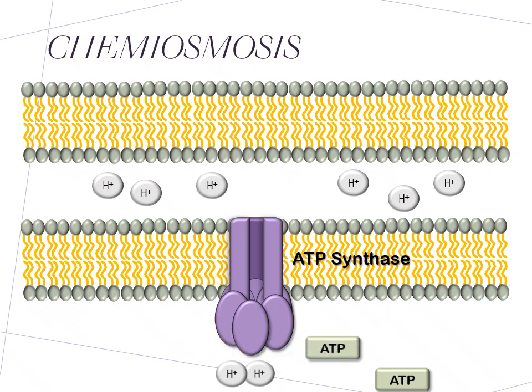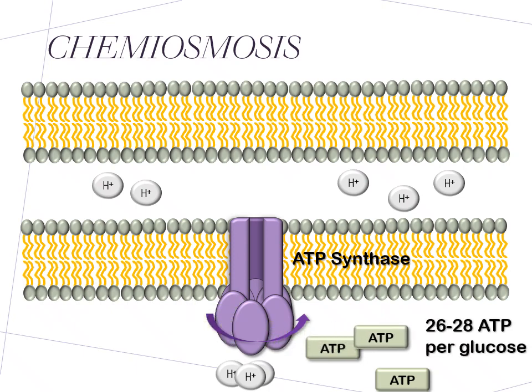This can produce in the region of 26 to 28 molecules of ATP for each glucose that we started with, resulting in a total of around 30 to 32 ATP per glucose. Rather than substrate-level phosphorylation, which was used in the earlier stages of cellular respiration to produce ATP, chemiosmosis produces ATP by oxidative phosphorylation, because it is powered by the redox reactions of the electron transport chain, rather than from phosphorylated substrate molecules.